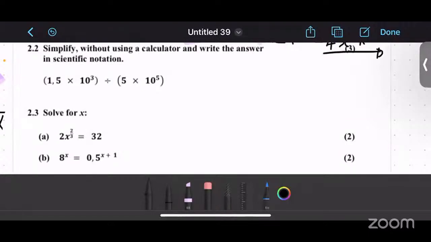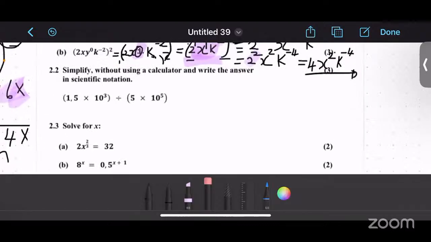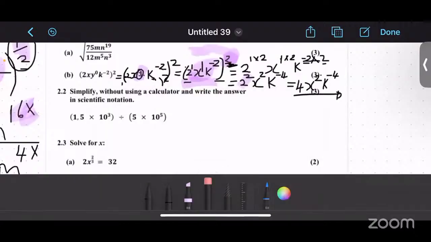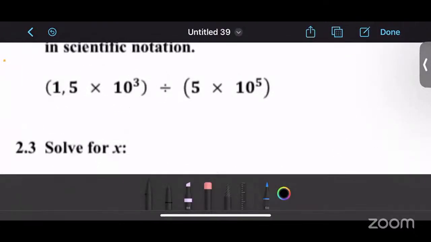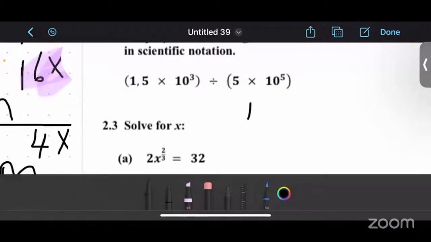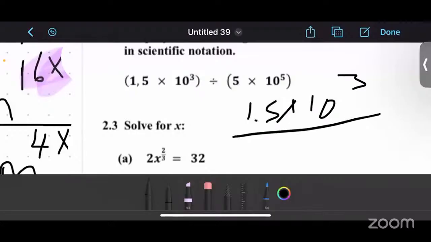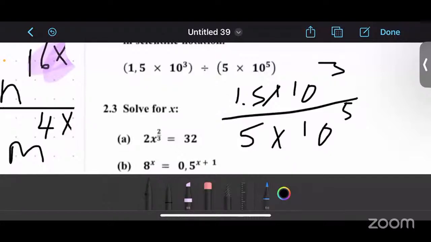Let's try to simplify. This is how many marks? It's 3. So it's 1 comma 5 multiplied by 10 to the power of 3 divided by 5 multiplied by 10 to the power of 5. If you have something like that, what is 1 comma 5 divided by 5? It's 0 comma 3.